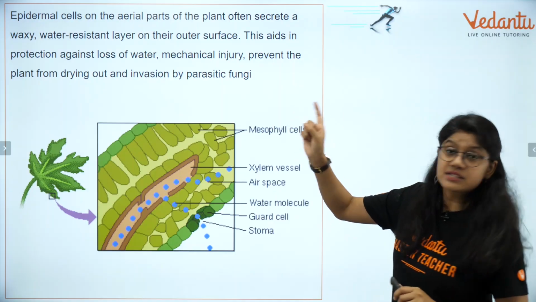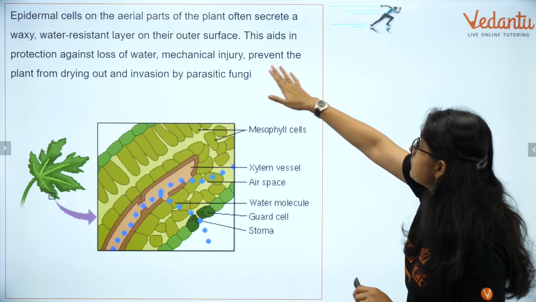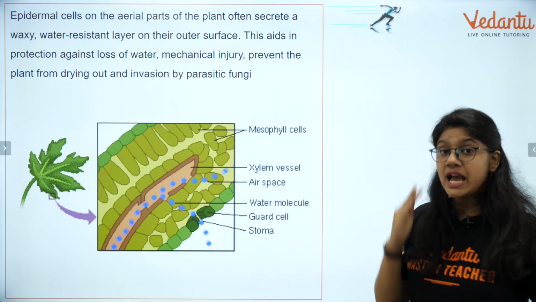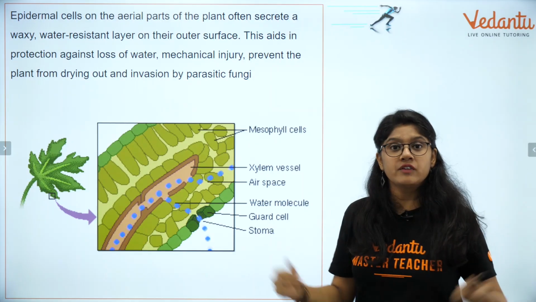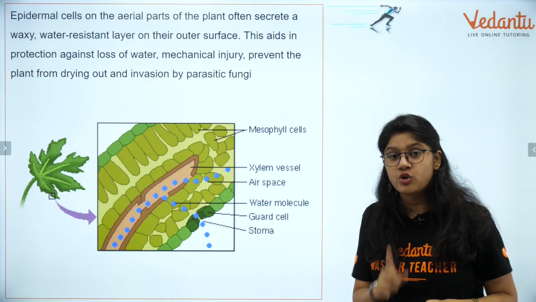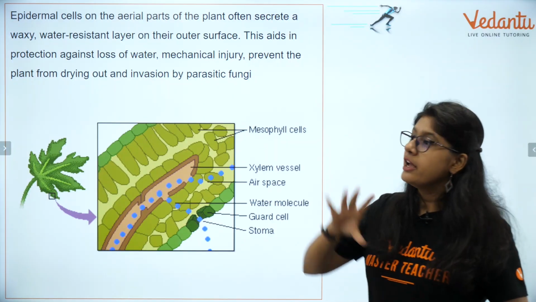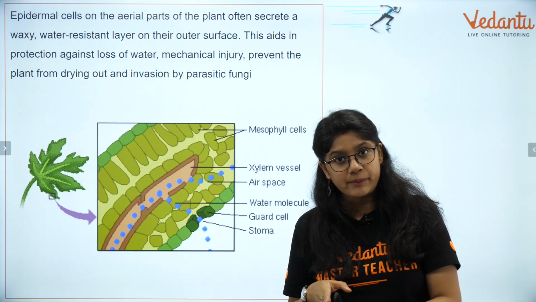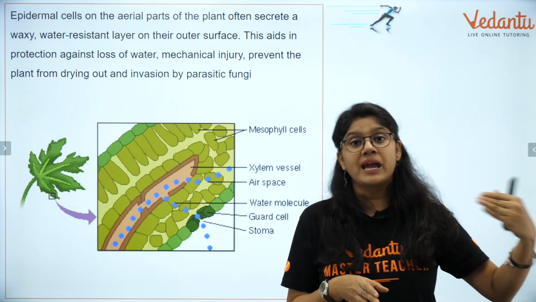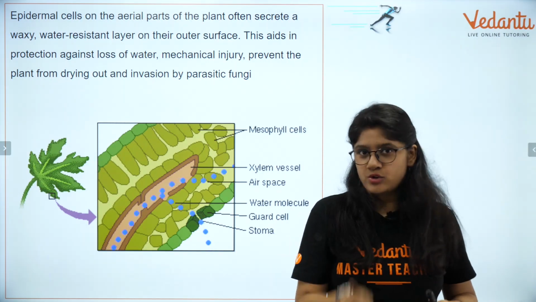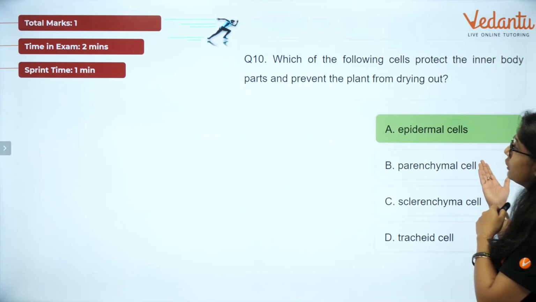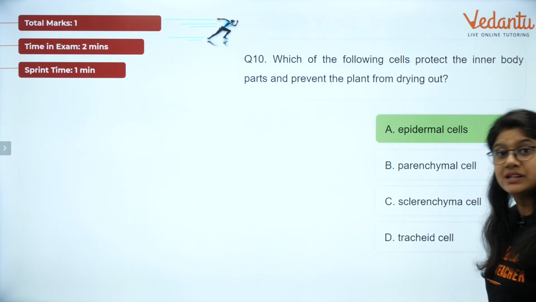So epidermal cells are present on the aerial part of the plants. They have a waxy coating, they have water resistance, and protect the plants from any invading species also. So these are the advantages of it. If you learn one concept, you can apply the same concept to various different types of questions about the same topic. This is clear, and we know that the right answer is epidermal cell.